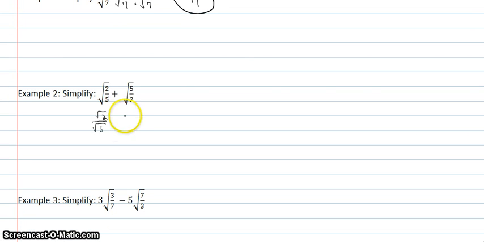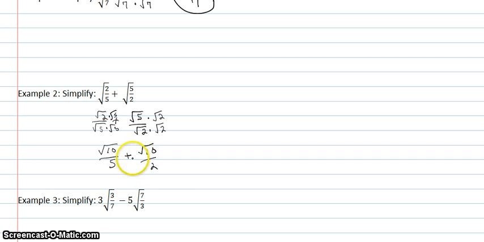With the next one, we're going to do that same thing and split up the square roots. In our first one, I'll need to multiply top and bottom by the square root of 5, and in the second one, I'll need to multiply top and bottom by the square root of 2. So I'll have the square root of 10 over 5 plus the square root of 10 over 2.